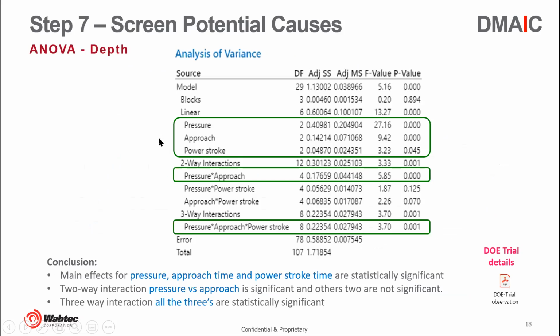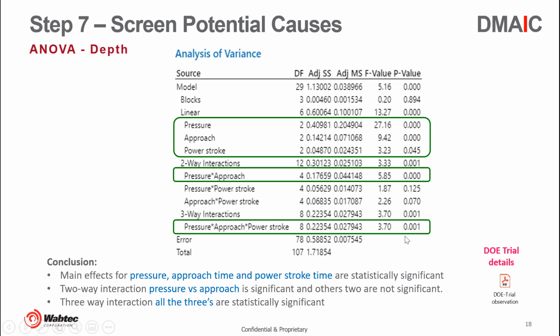Similarly, we did it for depth, and we saw there were 3 important parameters having significance because of the less than 0.05 p-value. Here we could conclude that pressure, approach time, and power stroke are statistically significant, as you can see from the p-values over here. Similarly, in the 2-way interaction, pressure and approach is also significant, and the 3-way interaction was also showing statistical significance over here.